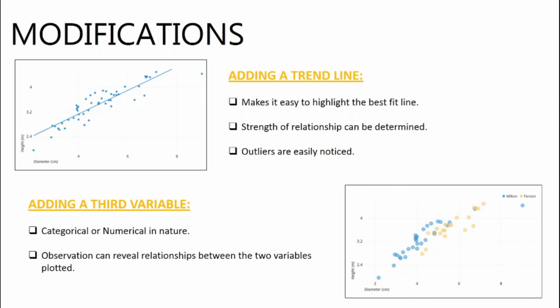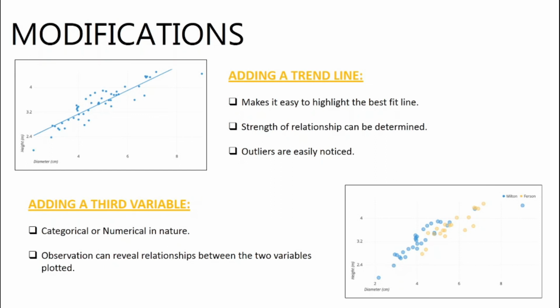A trend line makes it easier to highlight the best fit line, the strength of the relationship can be determined with the help of the trend line, and outliers are easily noticed. Any point that strays very far away from the trend line can be an outlier. So it is easier with a trend line to detect and remove outliers.